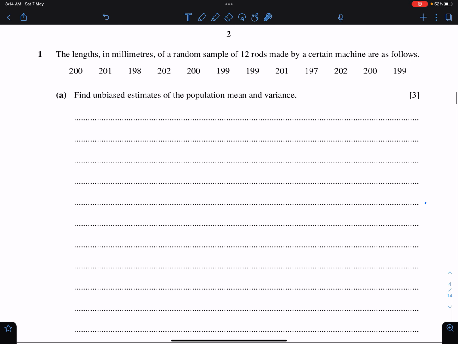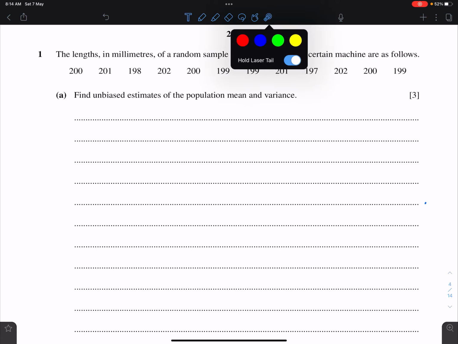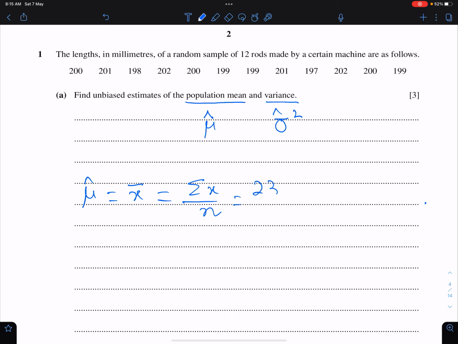Question number 1. The lengths in millimeters of a random sample of 12 rods made by a certain machine are as follows. Part A. Find unbiased estimates of the population mean, which means mu cap, and variance, which means sigma cap square. Well, we can find mu cap with the help of sample mean, sigma x over n. Sigma x of this data is 2398, and the simplified form of this is 1199 over 6.